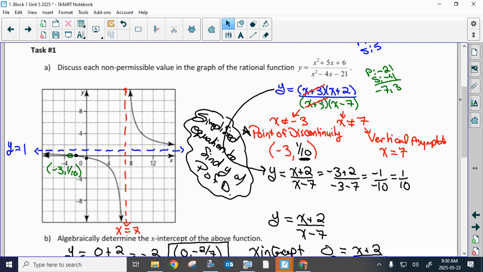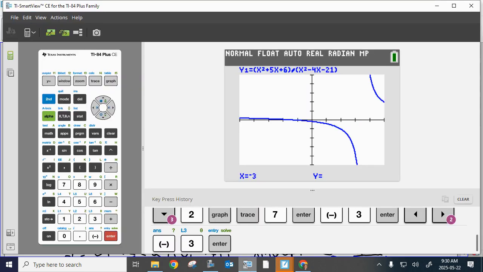At the negative 3, 1/10? No, it keeps going. The graph keeps going, because there's a non-permissible value here. X equals negative 3. It's an NPV. So if you look at the graph, it keeps going past negative 3. So it just won't give you a y value.